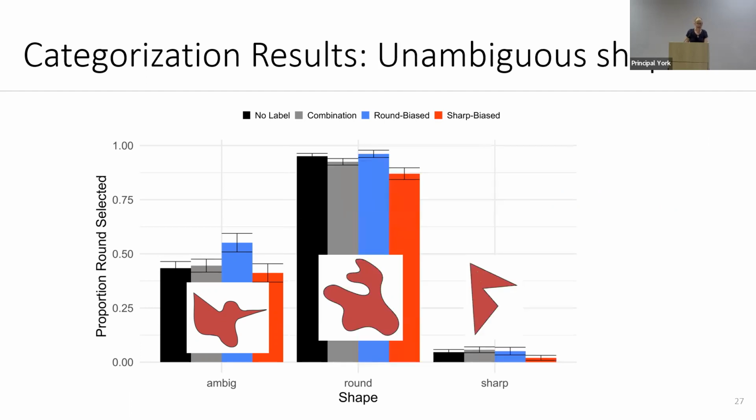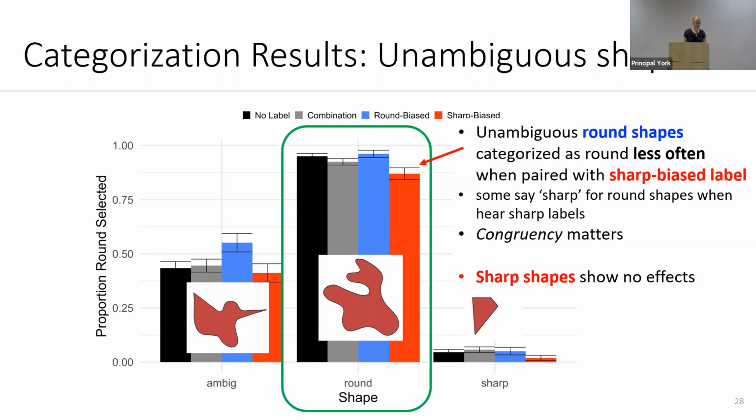Now, looking at the unambiguous shapes, the thing to note is if we look at the round shapes, when you see an unambiguously round shape and you get a sharp biased label, and that's the red bar, then you're actually less likely to categorize that shape as round than you would otherwise be. So there's kind of this anti-congruency effect here, right?